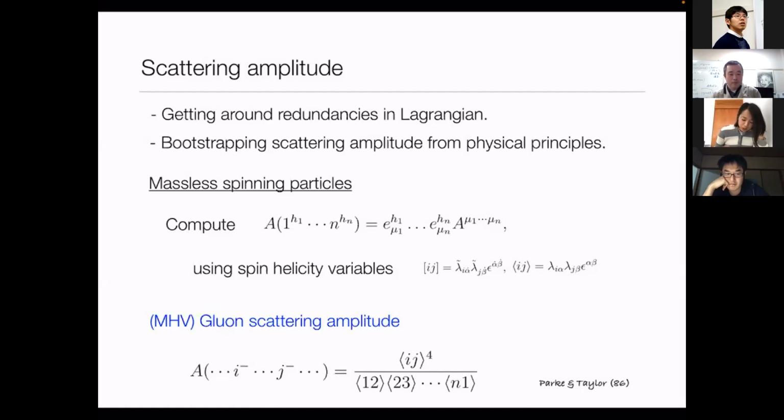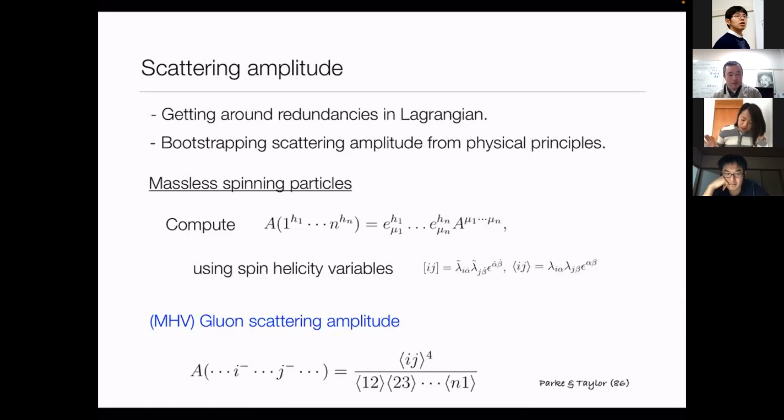And the scattering amplitude program is to get around such unnecessary steps, and also to get around the redundancies in the Lagrangian, and also bootstrapping the scattering amplitude from physical principles like unitarity, causality, or locality. And in the scattering amplitude program, we project the tensorial amplitude by contracting with helicity variables.